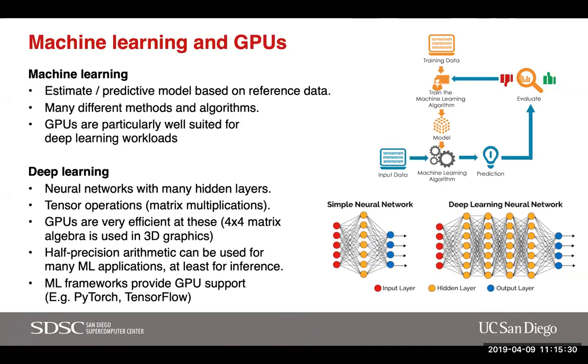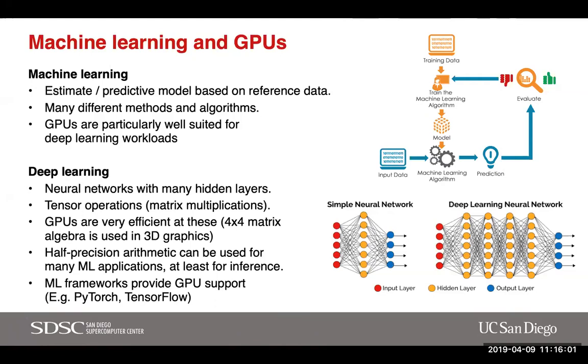And if you go back and think about where GPUs come from, they were very good already 10, 15, 20 years ago in doing 4x4 matrix algebra, because that's used in 3D graphics for rotations and translations and scaling of objects to compute the value of pixels on the screen. And then in addition to that, there's half precision arithmetic hardware that can be used for many machine learning applications, at least at the inference step, so at the prediction step.